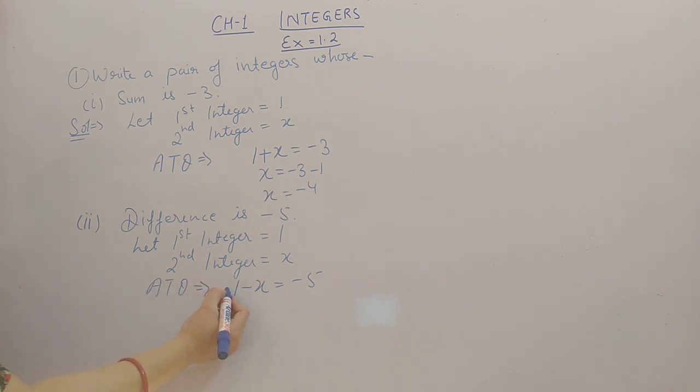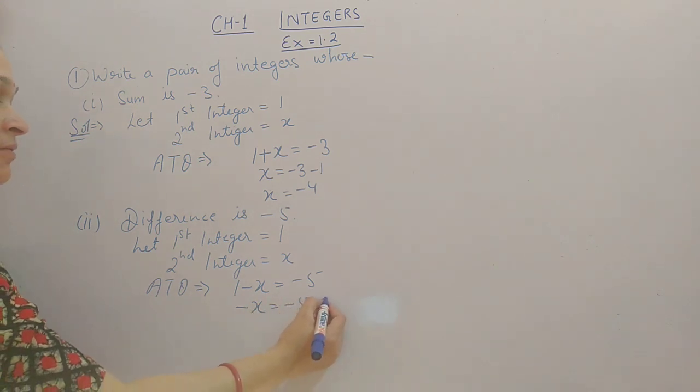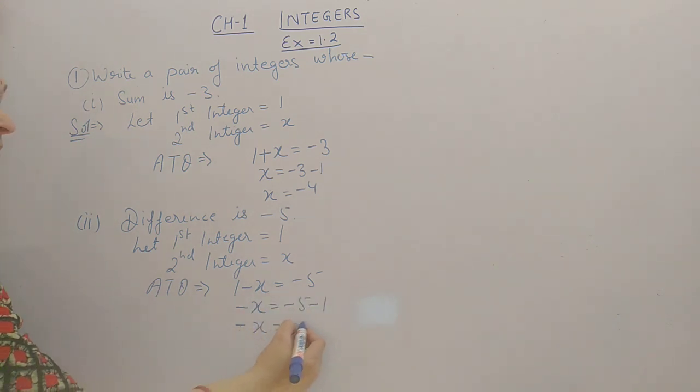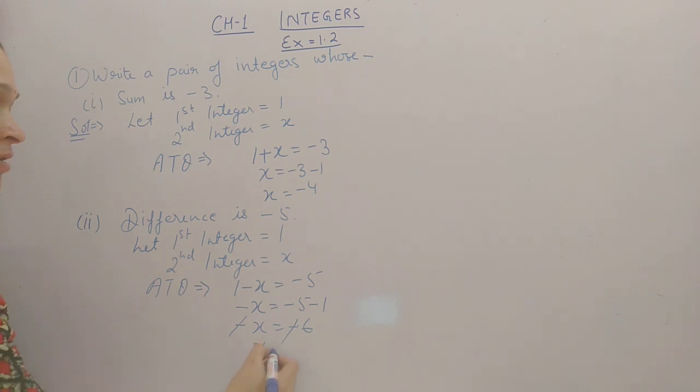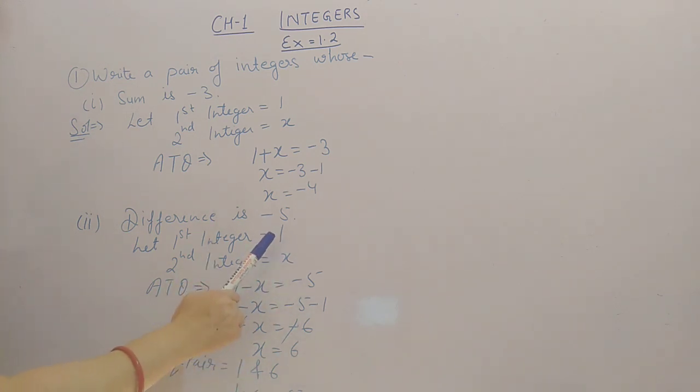Now this 1, what is the symbol before 1? It is plus. If we shift it to the other side, it will become minus 1. So minus x is equal to minus 6. Cancel out the minus symbol from both sides. So the x value is 6. So the required pair is 1 and 6. If you subtract 1 minus 6, you get minus 5. If you change the first integer, if you take 2, then you will get a different answer, 7 here. When you take 3, then you will get 8, like that.